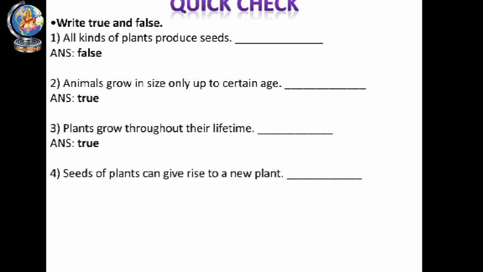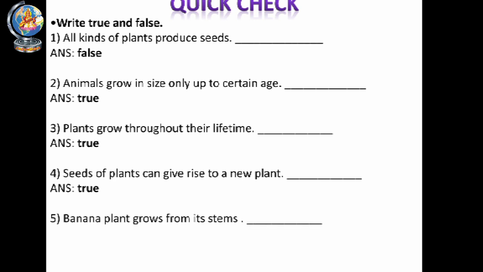Seeds of plants can give rise to a new plant. So true, correct. Fifth one, banana plant grows from its stems. We have discussed this. So the answer is true. So I hope you understand everything.